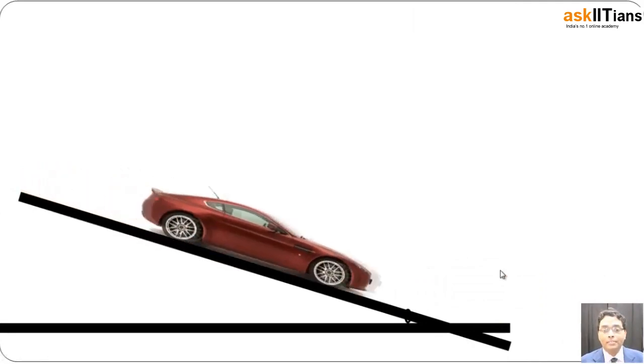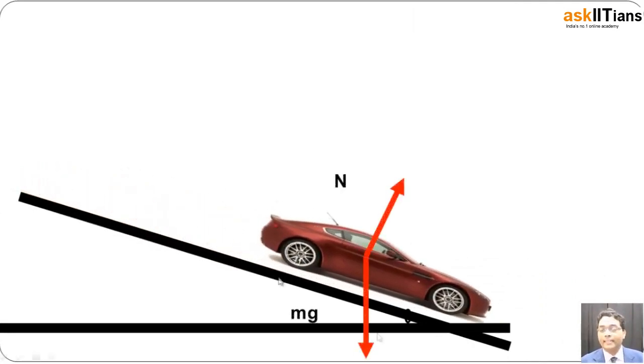Similarly, if the car is moving on an inclined plane, let's say like this, there is going to be a normal reaction acting like this, which is going to be perpendicular to the inclined surface, and there is going to be a weight acting in a downward direction.